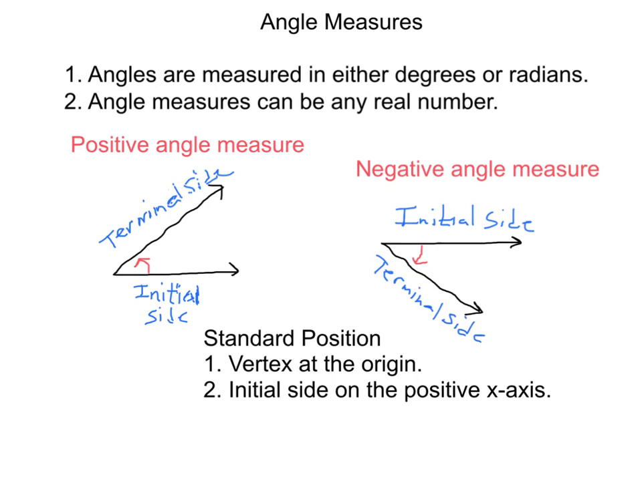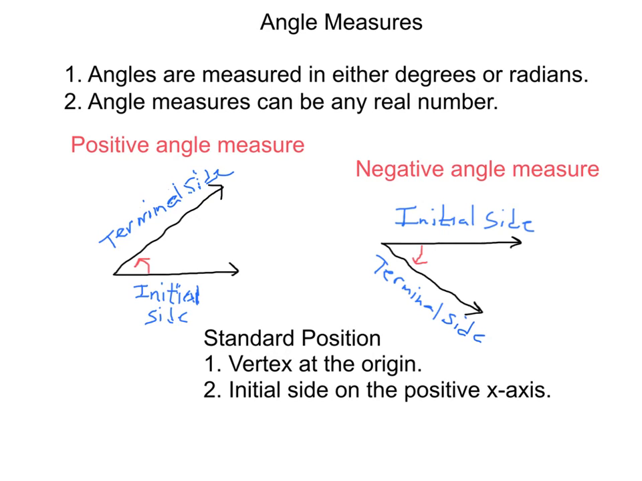When we start out with angle measures, there's a couple things you need to keep in mind. Angles are measured in either degrees or radians. And the other thing is angle measures can be any real number. We can have a positive angle measure, we can have a negative angle measure.